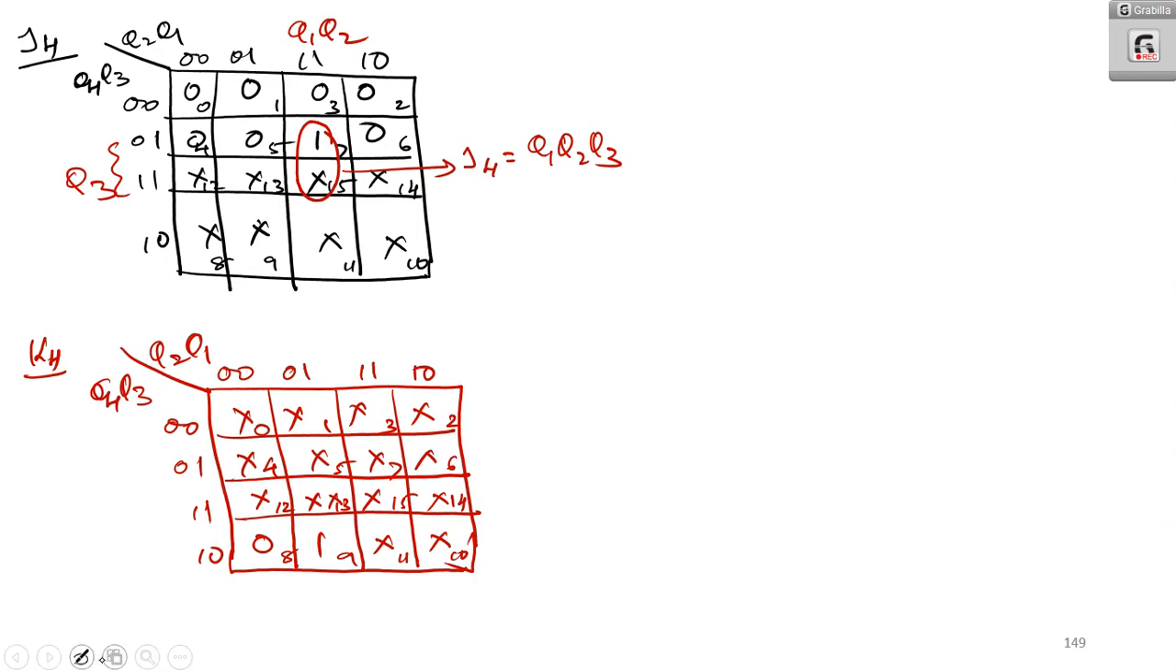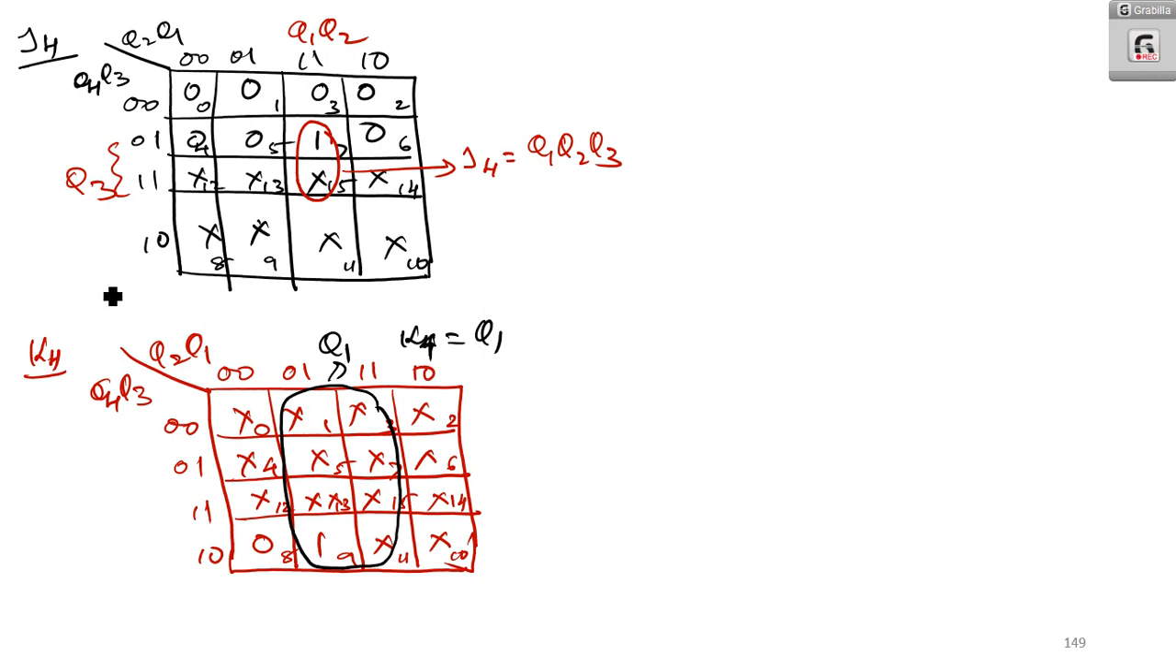So here what can we club? We can club in an octet, so we can club these 8, which have Q1 in common. Therefore we can write K4 is equal to Q1. Because here you have Q2 bar Q1 and this is Q2 Q1, you can club column-wise. Therefore we can write K4 is equal to Q1 directly.